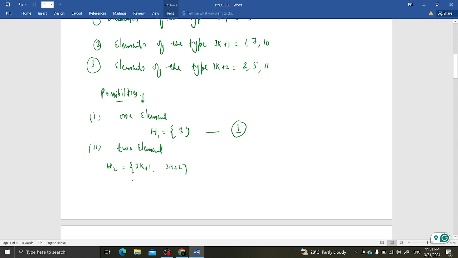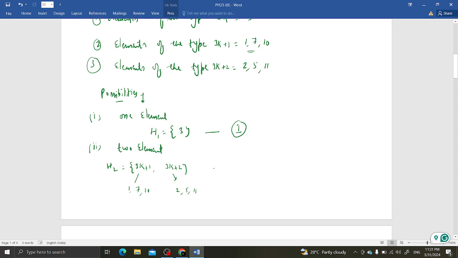Now the 3k plus 1 type elements are 1, 7, 10, and the 3k plus 2 elements are 2, 5, 11. So we need to choose one element. Suppose I fix 1 here, then I need to vary 2, 5, 11. Then I fix 7 here, with 2, 5, 11. Then I fix 10 here, with 2, 5, 11.